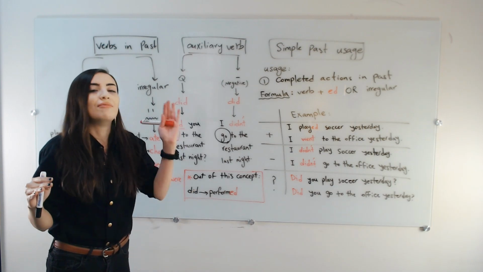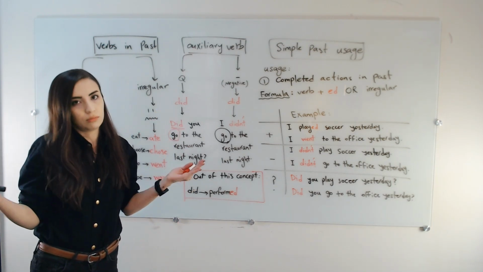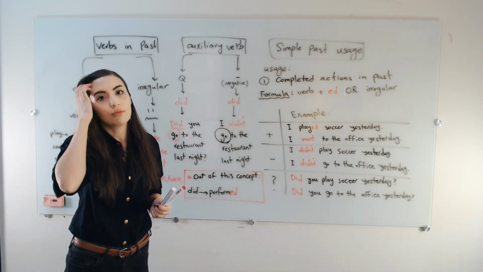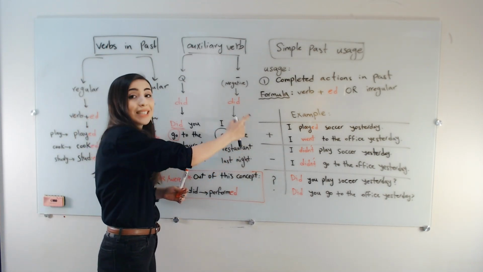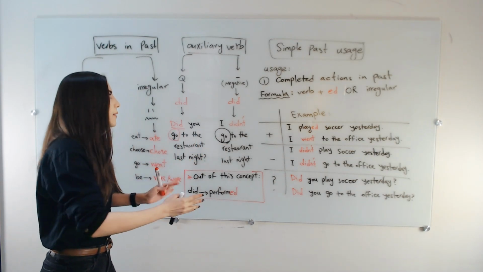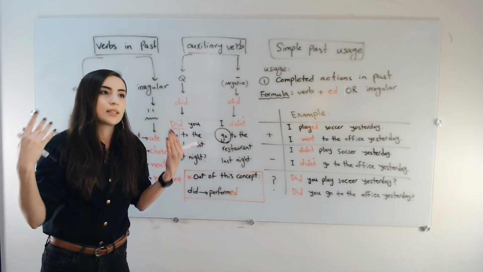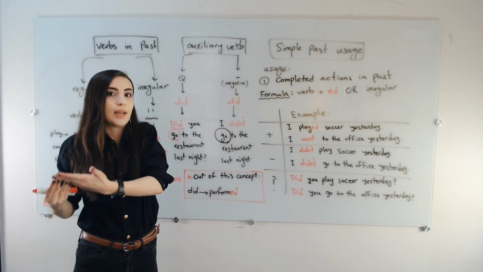Both of the forms, whenever I have did, the verb is always simple. Okay? So, didn't. Whenever we want to make a sentence negative, you know that, we add not. So, we say did not, didn't go to the restaurant last night. So, this is the form that I use did as an auxiliary verb. But did is also a verb itself.